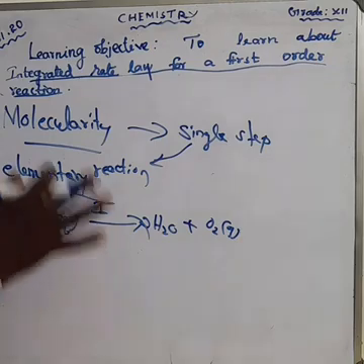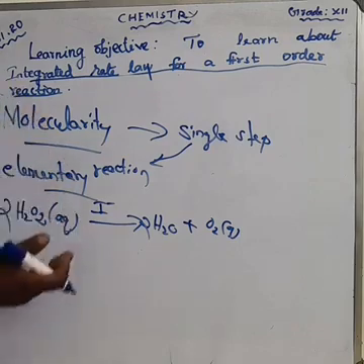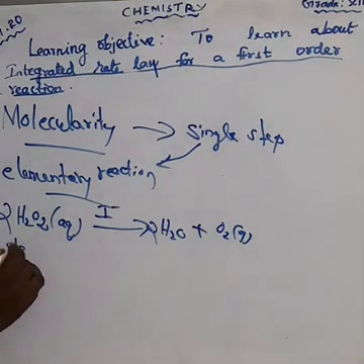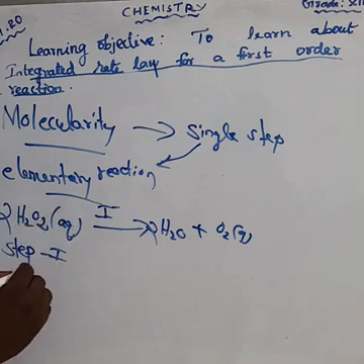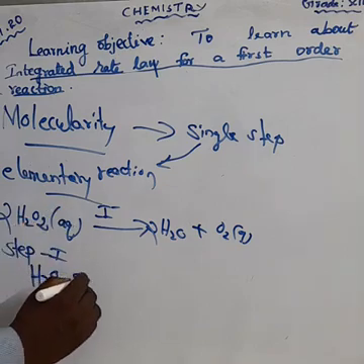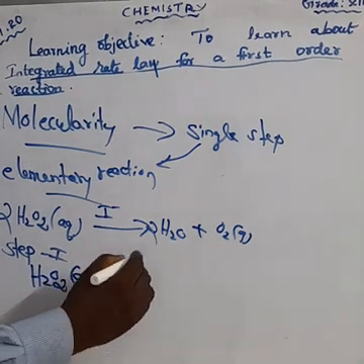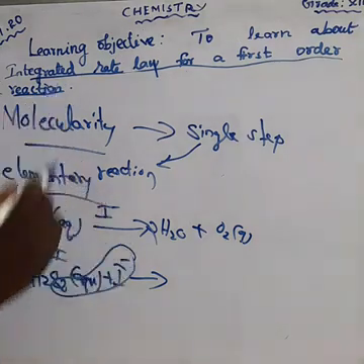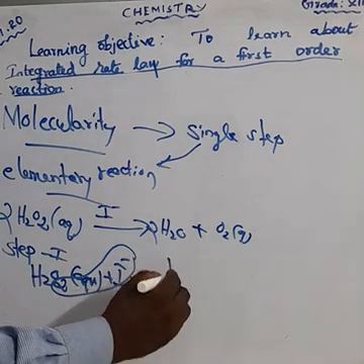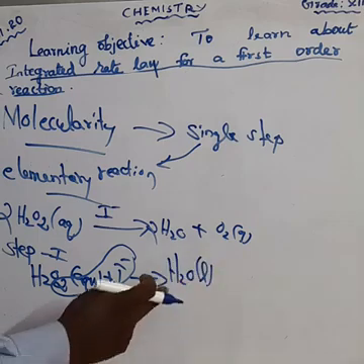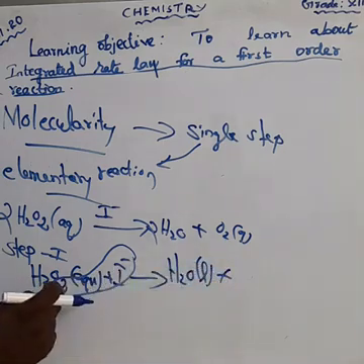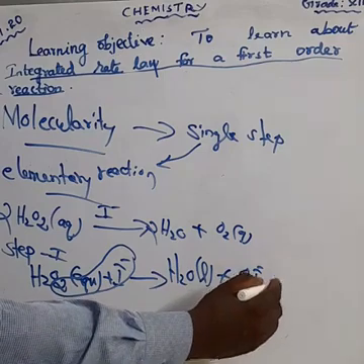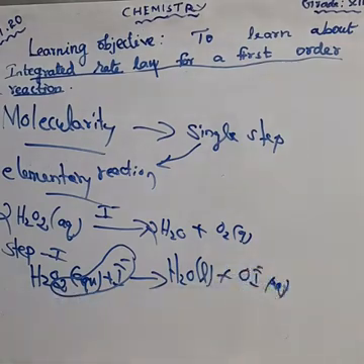First we have to learn the mechanism of this reaction. The mechanism has two steps. What is step one? Hydrogen peroxide plus iodide ion reacts, giving H2O in liquid state and OI, in aqueous state. This is the first step.